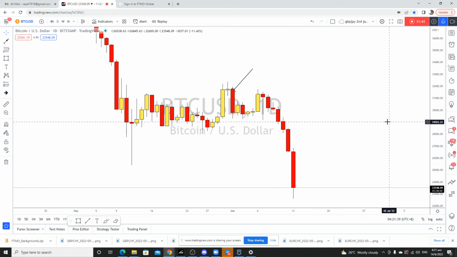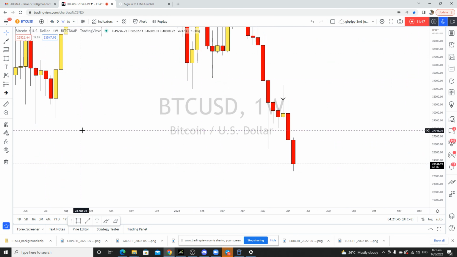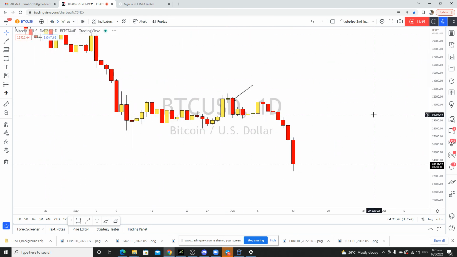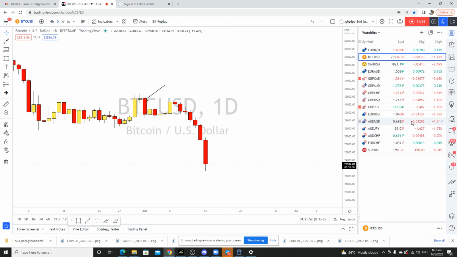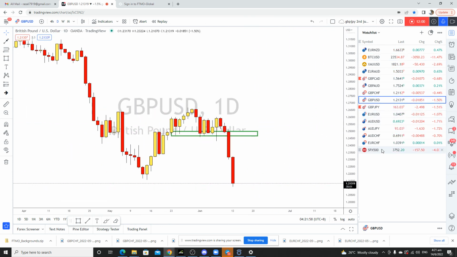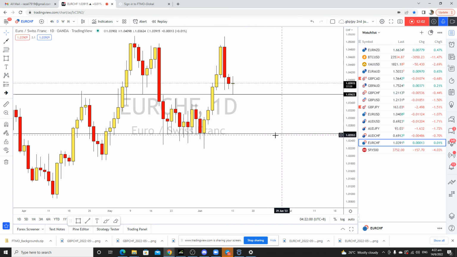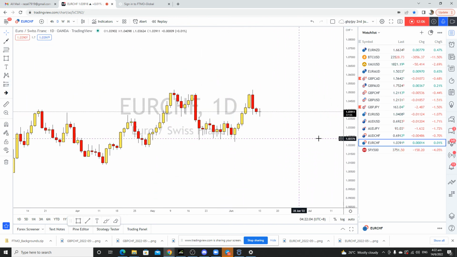So always mark your levels, then look at where the momentum is, and look at where the buyers and sellers are, in order to make your trading decisions more effective. USD pairs are going down. Not interested. USD looks interesting. Why? Weak sell momentum.